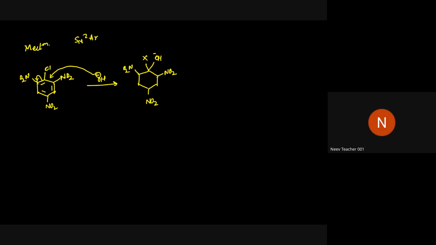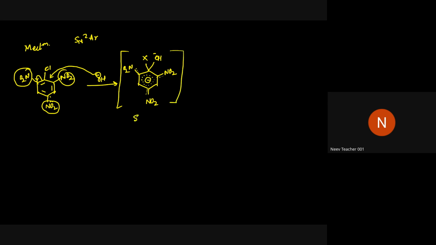So OH minus is going to attack and a negative charge is going to form, and this negative charge is going to resonate with this NO2 group. Similarly, it comes here and the negative charge will come here at one point and it will resonate with this NO2 group. So a negative charge is resonating all over my benzene ring, even with these NO2 groups. This is an intermediate of the SN2AR reaction.